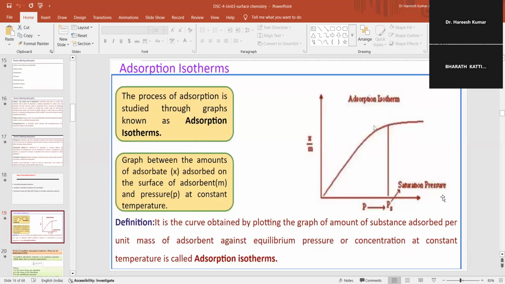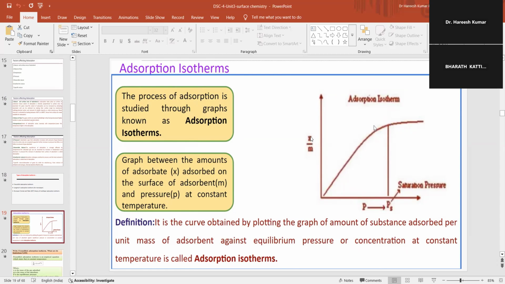So here is the definition. It is the curve obtained by plotting a graph of the amount of substance adsorbed, that means x, where x is the adsorbate adsorbed, on the mass of the adsorbent, m is the mass of the adsorbent, against the equilibrium pressure or concentration at constant temperature. This is called the adsorption isotherm. So overall, you can remember that x/m = k times the pressure. What does it mean? x/m.